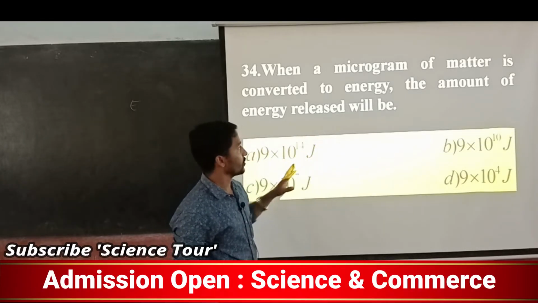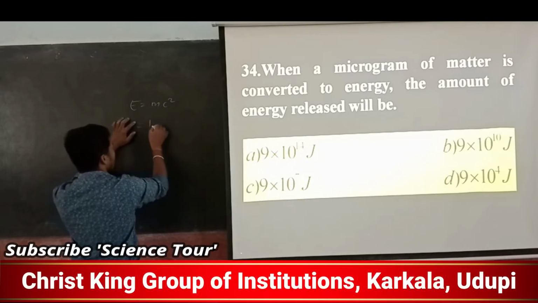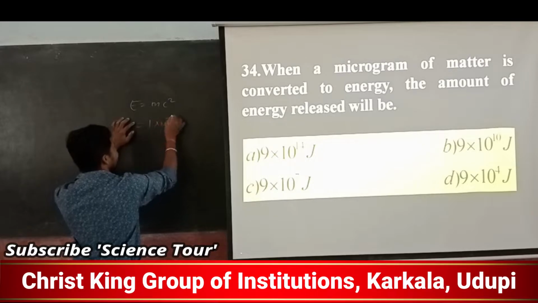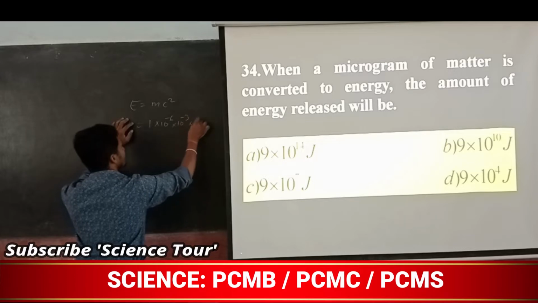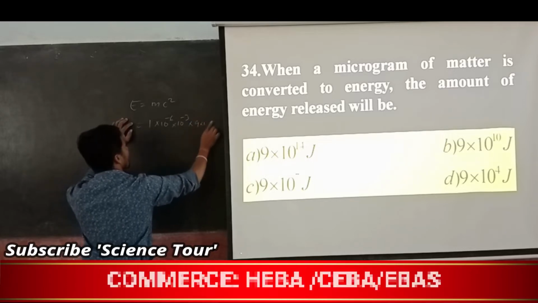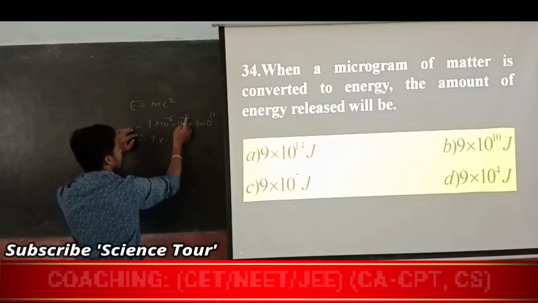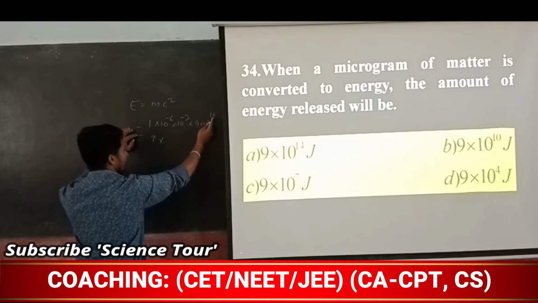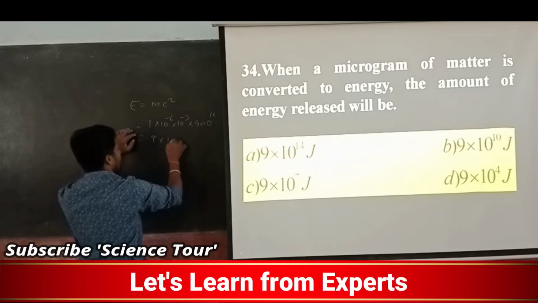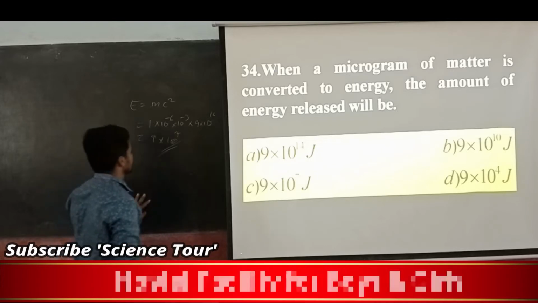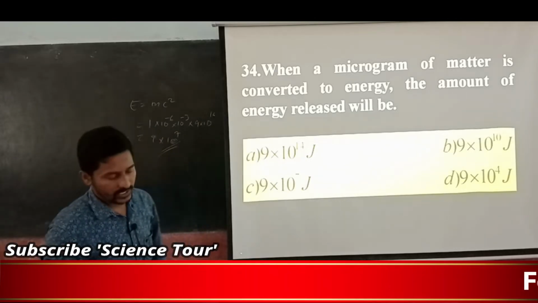Easy work. You have to calculate, simple: E is equal to mc square. M is nothing but 1 microgram, micro means 10 to the power minus 6, and it is in grams, so you have to convert it to kg, so 10 to the power minus 3 will come, into c square, 9 into 10 to the power 16. Directly you have to write down. So 9 into 10 to the power 7 joules. Like that fast you have to do.